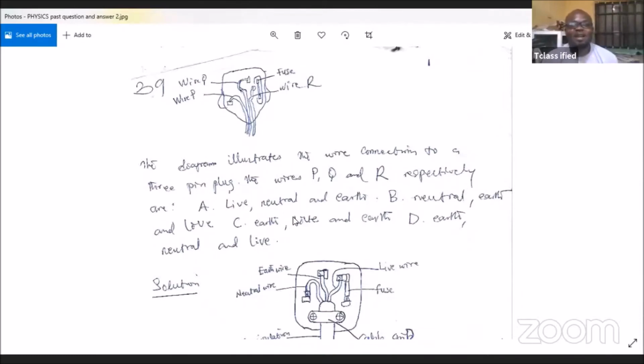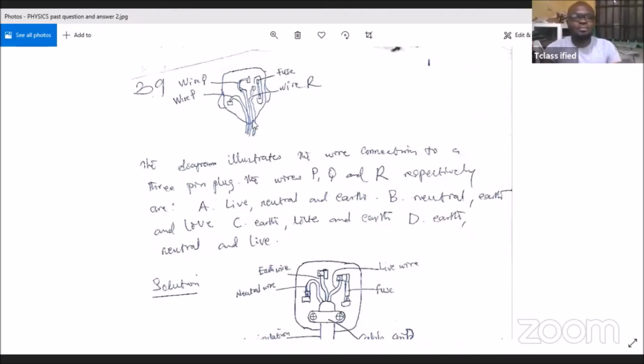The diagram above illustrates the wire connection to a 3-pin plug. Now the wires P, Q, and R respectively are what? A, live, neutral, and earth? B, neutral, earth, and live? C, earth, live, and earth? D, earth, neutral, and live?